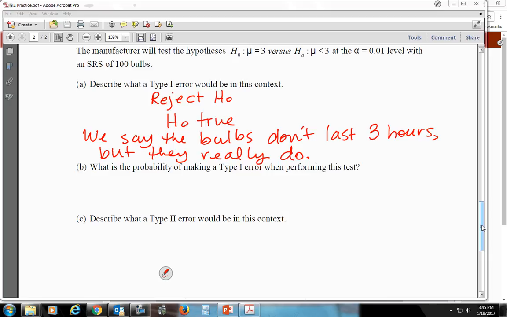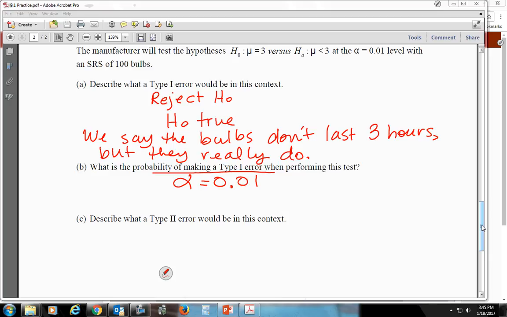What is the probability of making a type 1 error when performing this test? Give me a number. 0.01. The probability of making a type 1 error is 0.01. Okay, it's the alpha. Probability of making type 1 is alpha. It's 0.01.